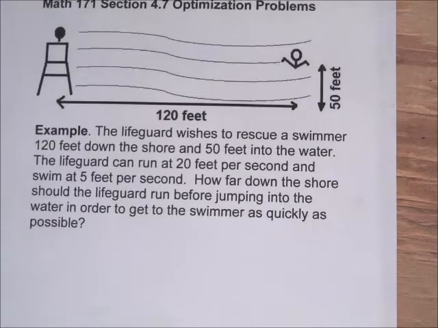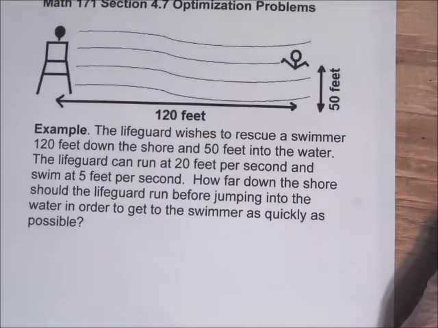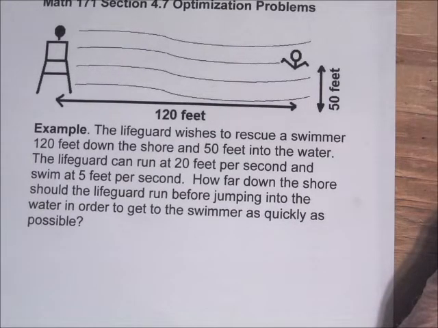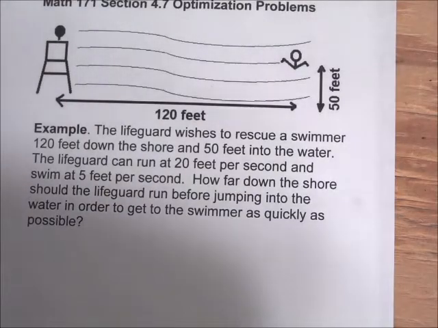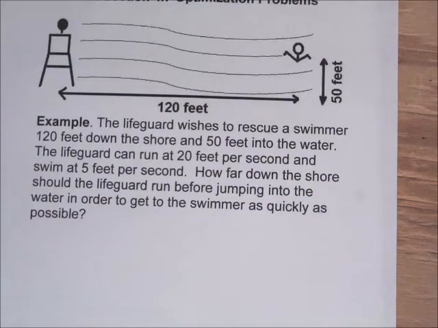Problem. The lifeguard wishes to rescue a swimmer 120 feet down the shore and 50 feet into the water. The lifeguard can run at 20 feet per second and swim at 5 feet per second. How far along the shore should the lifeguard run before jumping in the water in order to get to the swimmer as quickly as possible?